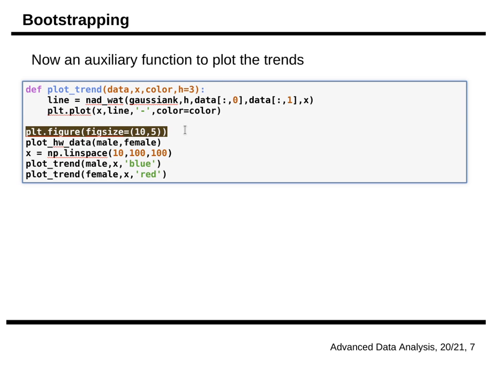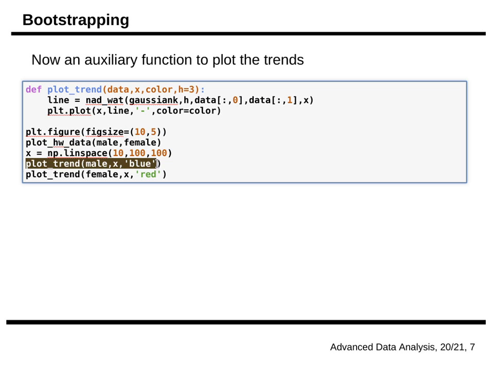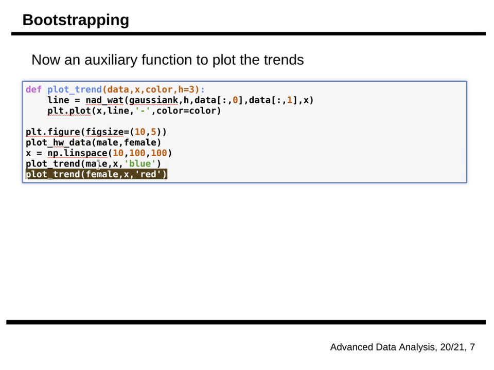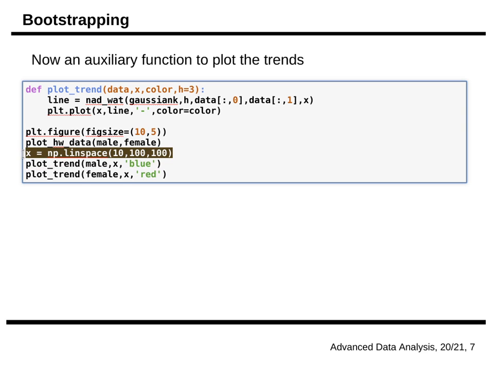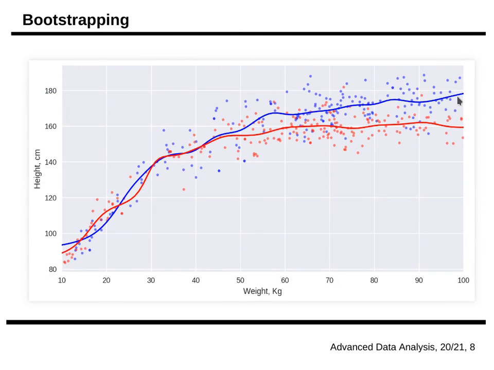So now we create a figure, we plot the data, and then we plot the trends for male and female participants using this set of values for x. So between 10 and 100 kilograms, I create 100 points, and then I join them with these lines. So the blue line here is the kernel regression for the male participants, and the red line is the same for female participants.